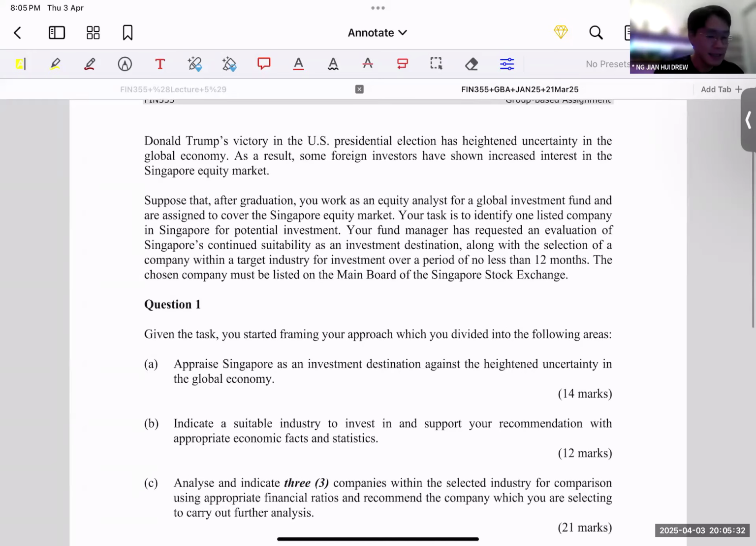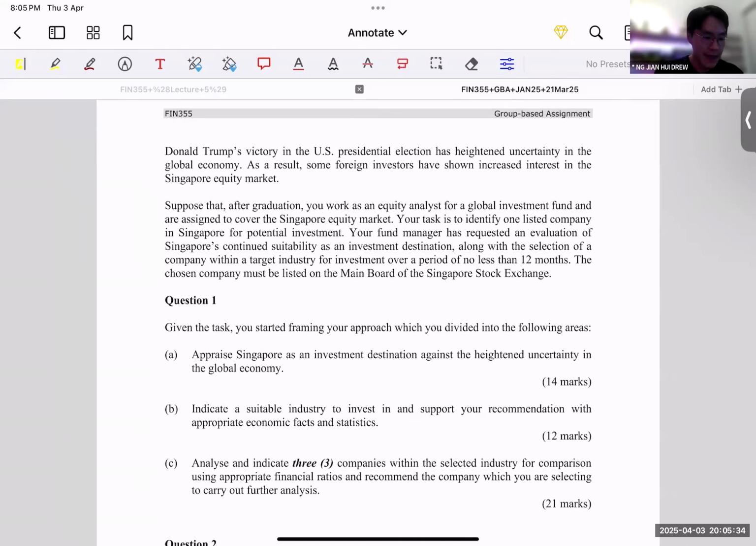Okay, so this GBA, right? It's in a sense very similar to your ECA, in the sense that you are asked to do a valuation of a company eventually. But the question can guide you to eventually go there.